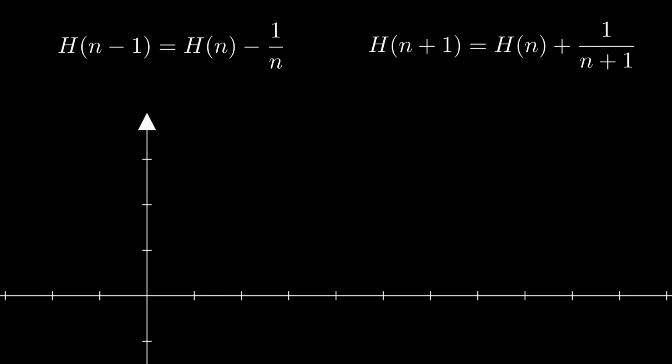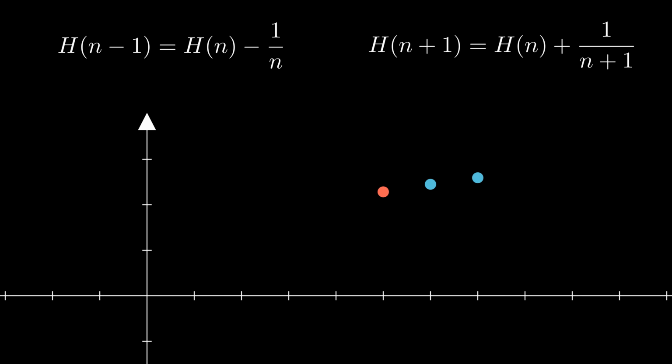To see this formula in action, let's pretend that we've somehow forgotten the actual summation definition of the harmonic numbers, but somehow we magically know what H of 5 is. We can use the forward recursive formula to find H of 6. Just plug in H of 5 and add 1/6. And then we can do it again to find H of 7. Just plug in what we just got for H of 6 and add 1/7.